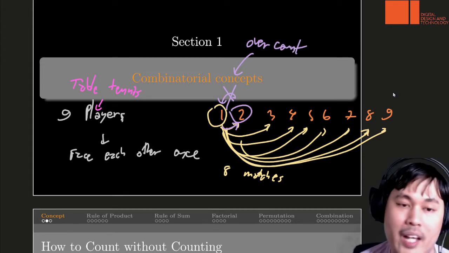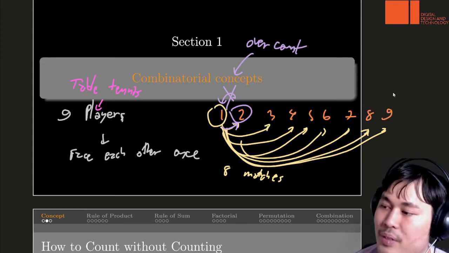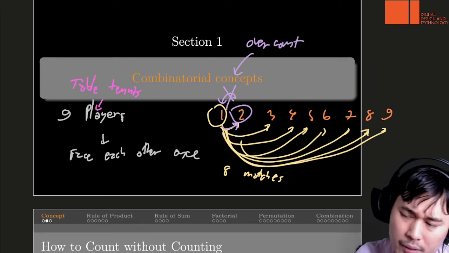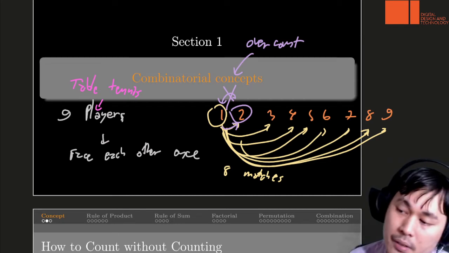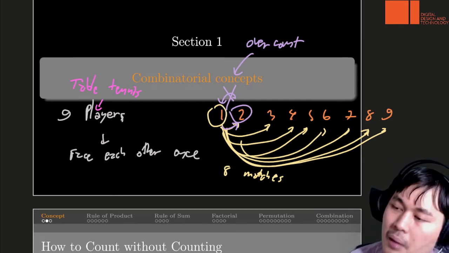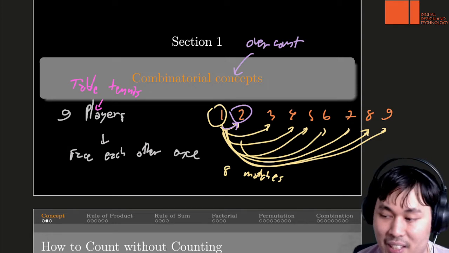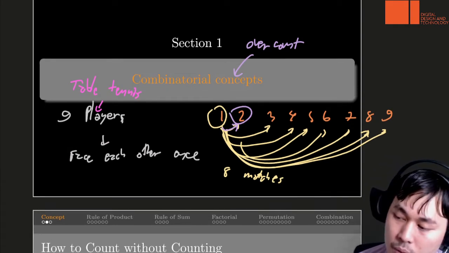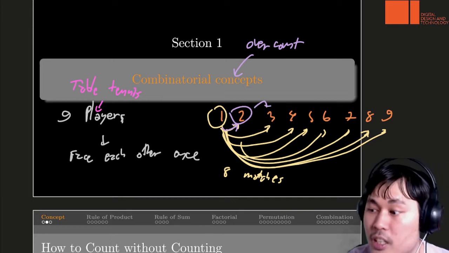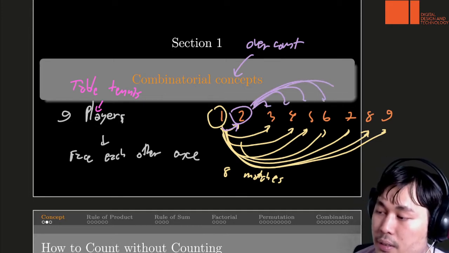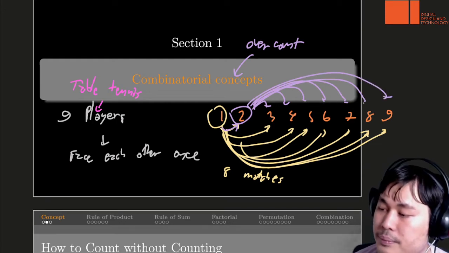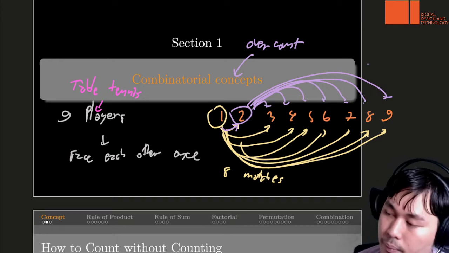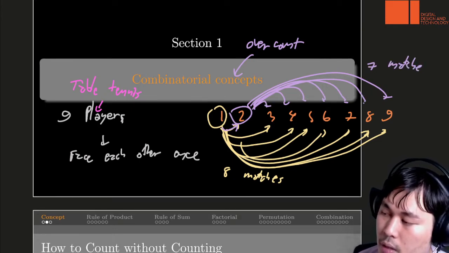We count something twice or more than once, and that number will not reflect what the result should be. So this match has already happened, and we don't have to repeat it. Now player number 2 needs to face player 3, and then 4, 5, 6, 7, 8, and 9. How many matches are there? 1, 2, 3, 4, 5, 6, 7. 7 matches for player 2.